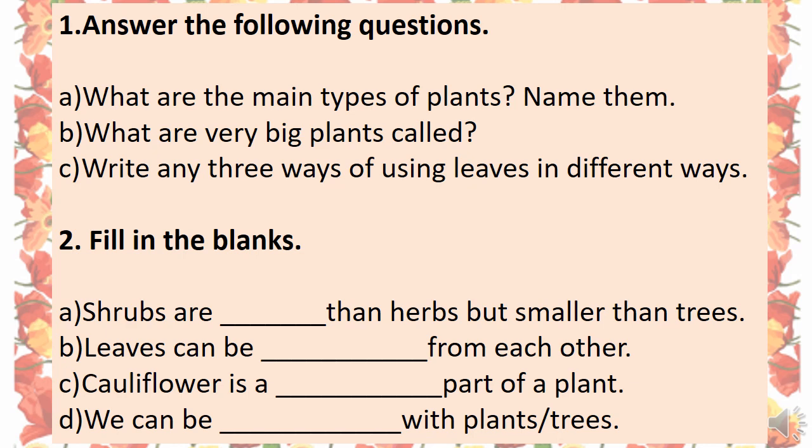The next question says, fill in the blanks. Shrubs are dash than herbs but smaller than trees. Leaves can be dash from each other. Cauliflower is a dash part of a plant. We can be dash with plants or trees. If you are not able to write any answer, you can watch the previous videos again, find out the right answer and then write it.